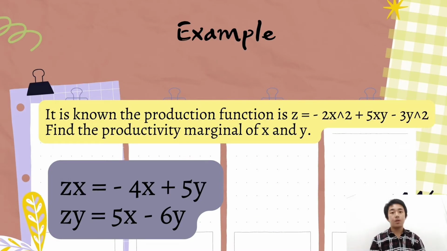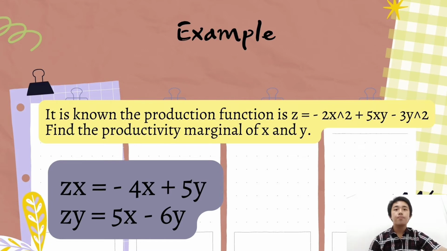For an example of a production function, it is known that the production function is z equals negative 2x squared plus 5xy minus 3y squared. Find the marginal productivity of x and y. The marginal productivity of x is just the derivative of z, focusing on x, and that is zx equals negative 4x plus 5y. It is the same for the marginal productivity of y: we take the partial derivative of the production function focusing only on y, so zy equals 5x minus 6y.